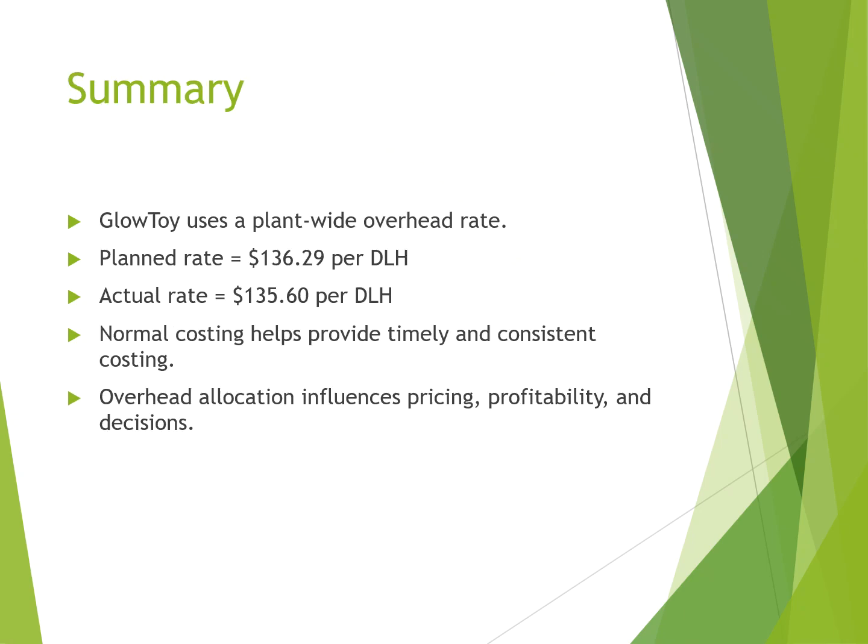Quick summary to wrap things up. Glow Toy uses a plant-wide overhead rate based on direct labor hours. Their planned rate is $136.29 per hour, and their actual rate is $135.60. Normal costing helps them calculate job costs quickly and consistently. Overhead allocation affects pricing, profitability, and decision-making. So getting that right is extremely important.